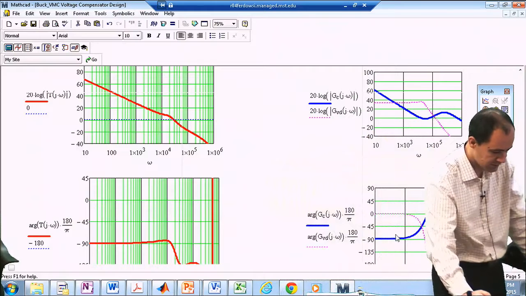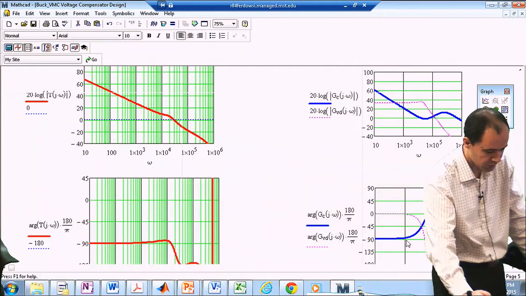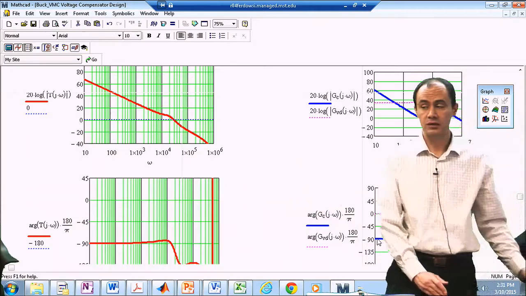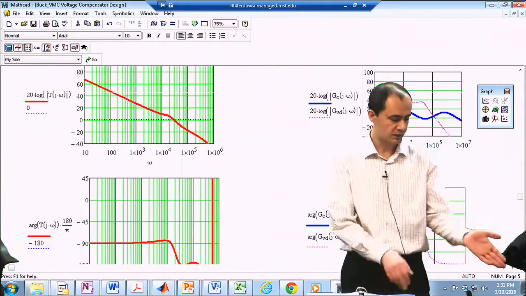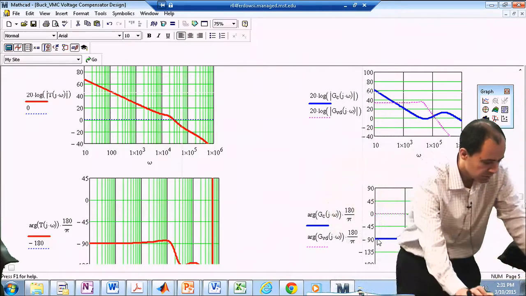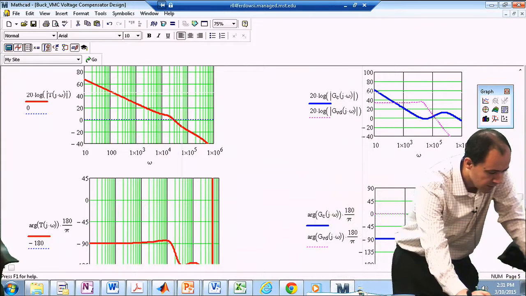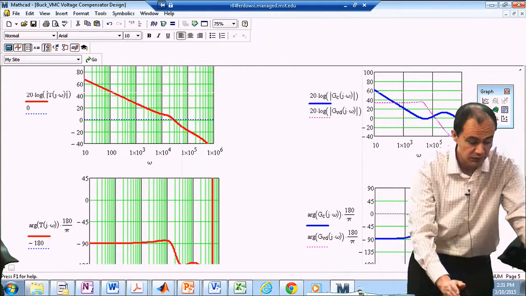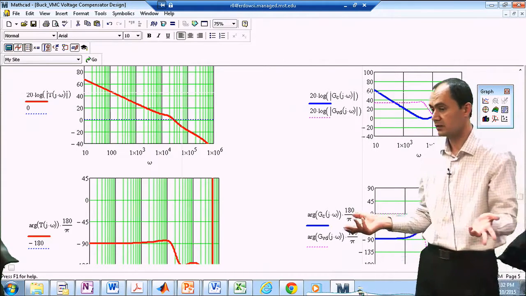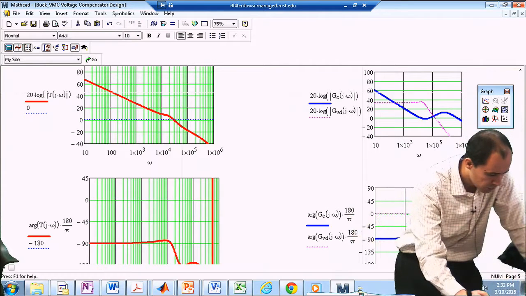The blue one is the phase. You can see, as I drew on the screen earlier, my phase starts from negative 90 degrees because I have a pole at the origin, which is the integration one. Then the zeros kick in and it goes to somewhere around here. You can see from here to here is about 90 plus 45, about 135 degrees. And then it goes back to 0.